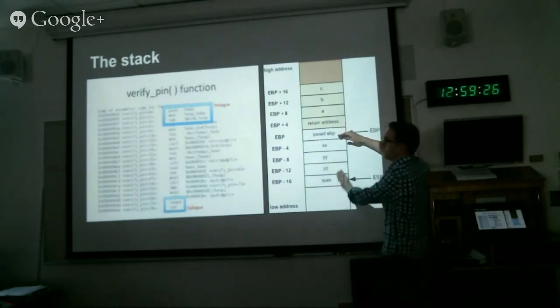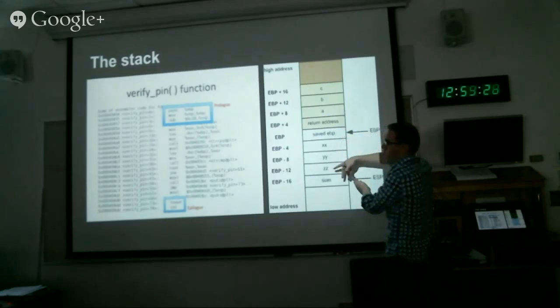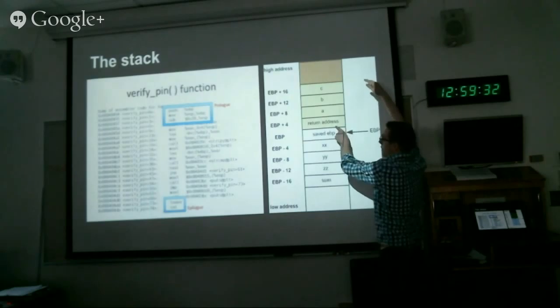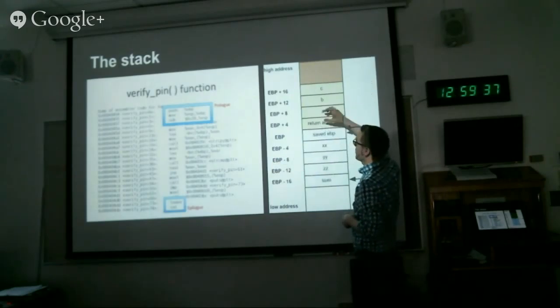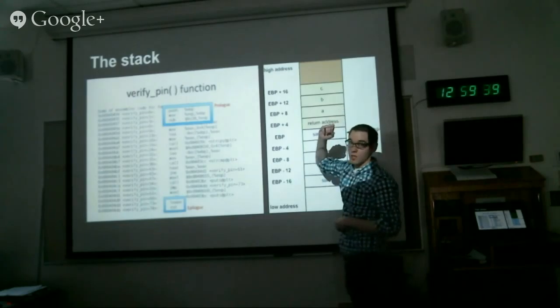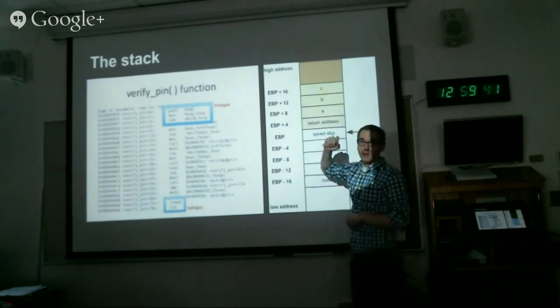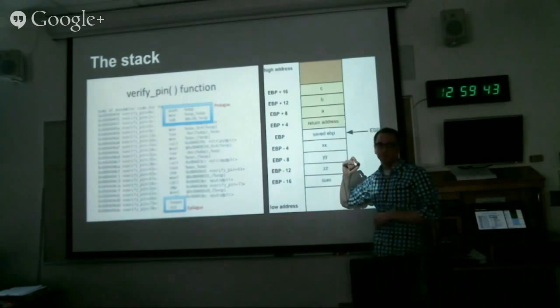So we're going to save the base pointer. We're going to subtract the stack. We're going to do the whole function. And then at the epilogue, we're going to delete it, come back. And then right here, we know how to get back because we're going to pop the return address into EIP. Does that make sense?